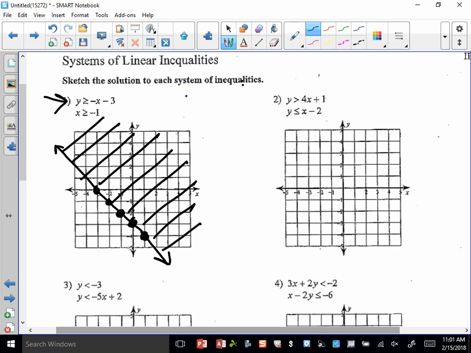So now I'm going to graph the second line on the same coordinate plane. So who remembers when you only have X in your problem and there's no Y, what type of line is that? Everybody. Vertical line. Very good. So I'm going to go on the X-axis to 1. And I look at my problem again, and I see there's an equal sign. So I'm going to make a solid line. And since this is greater than, we are going to shade to the right of the line.